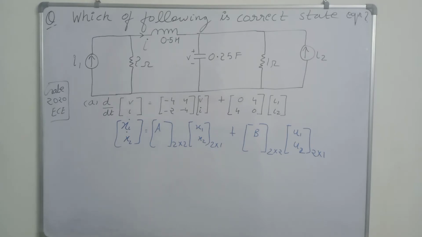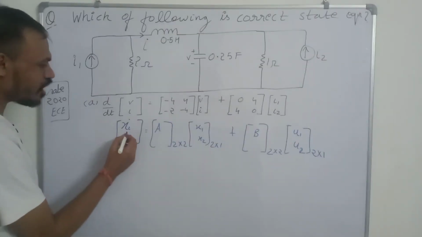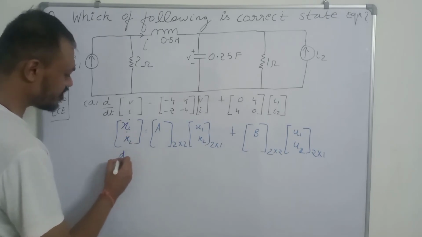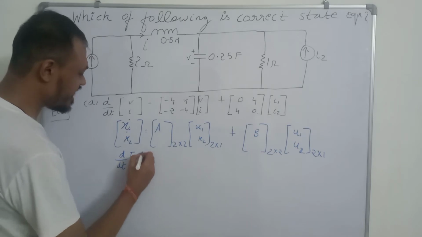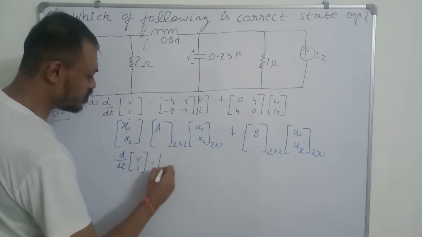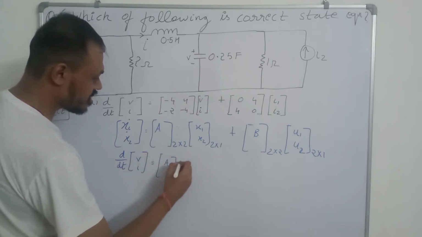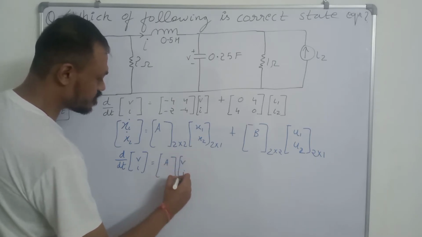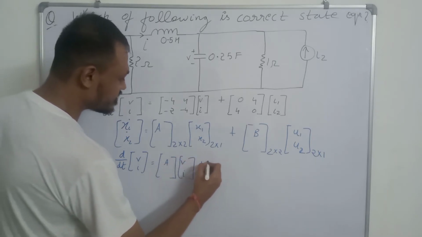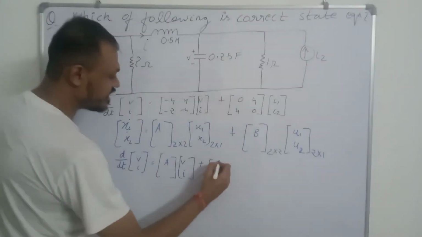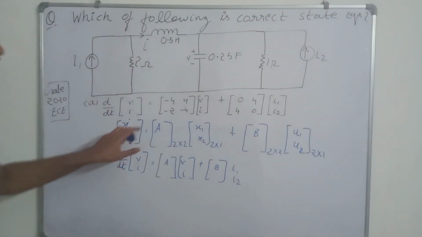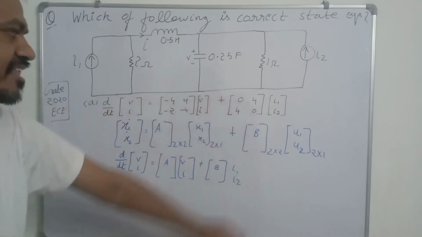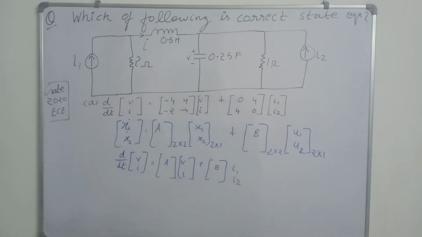So here x1 dot and x2 dot is d by dt of V and I. So it is equal to matrix A into V and I, plus B into I1 and I2. We have to find the value of the A matrix and the B matrix now. We can do it very easily.